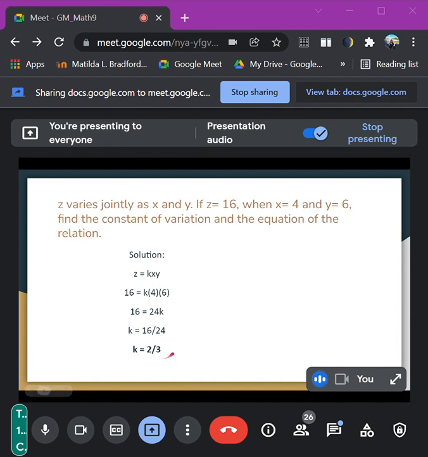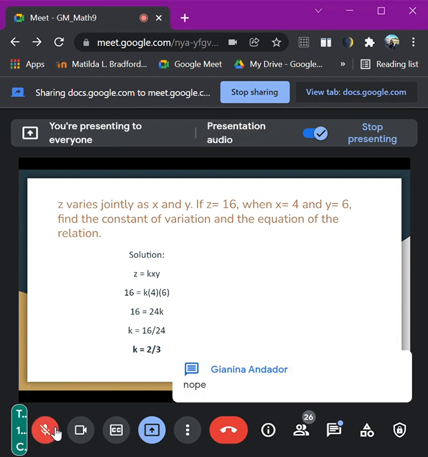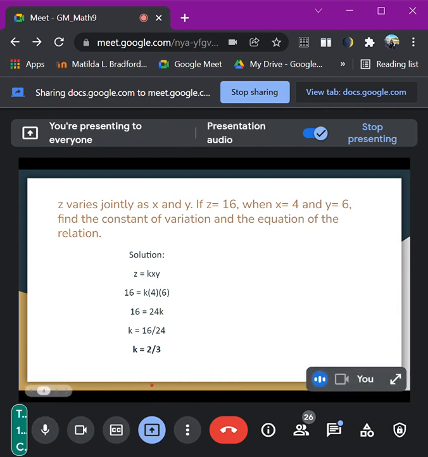Now, are we done? We still need to find the equation, because it was asked in the problem. To get the equation, class, we just substitute our k here. So meaning to say we can have our equation of variation as z is equal to 2 over 3 times x times y.